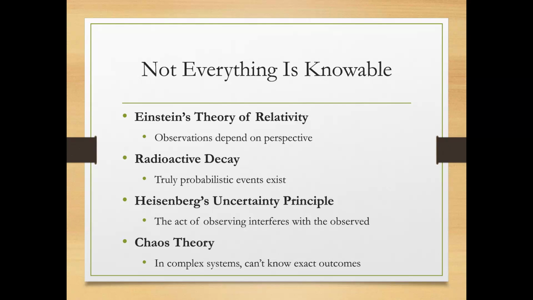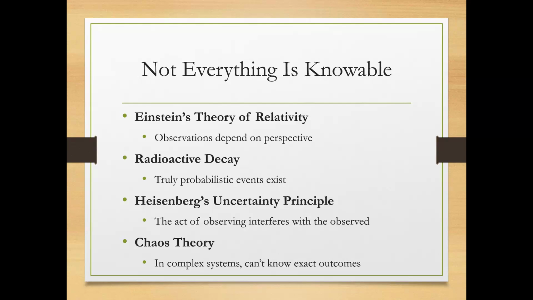And finally, most recently, chaos theory, which was developed in probably the 70s and 80s, turns out that in complex systems, and they don't have to be very complex, we can have multiple possible outcomes. In fact, we can have an infinity of possible outcomes, all stemming from what seem like almost identical initial conditions.